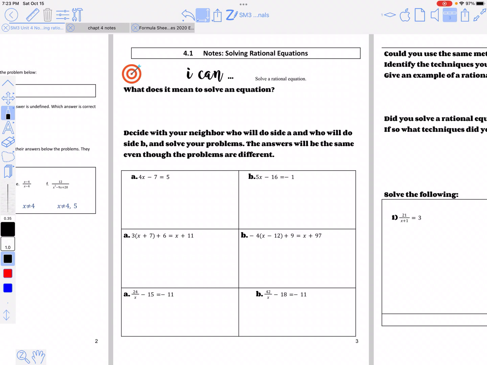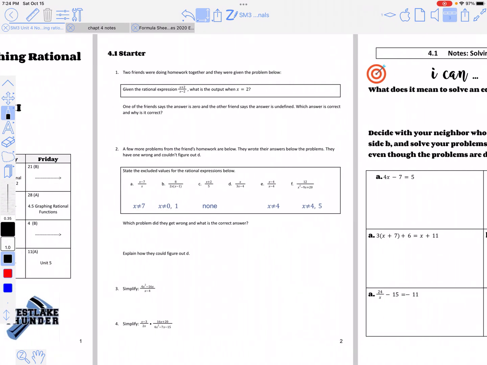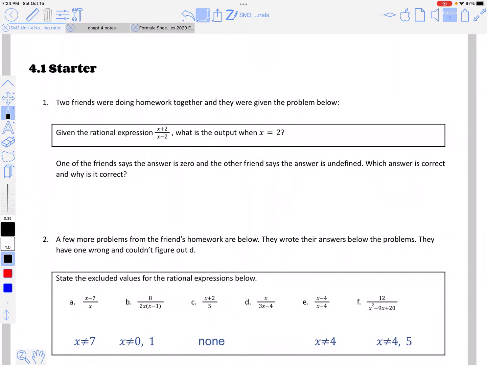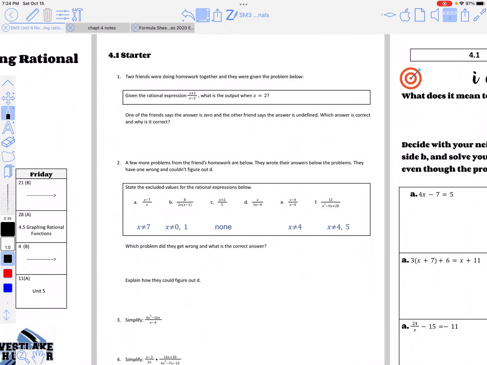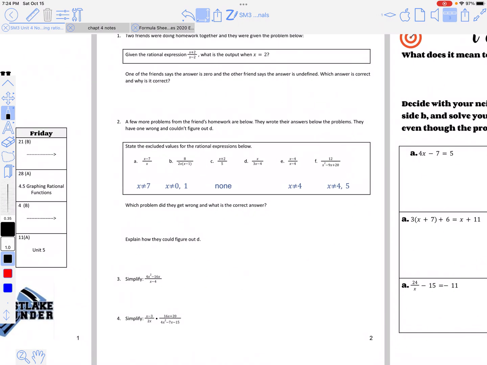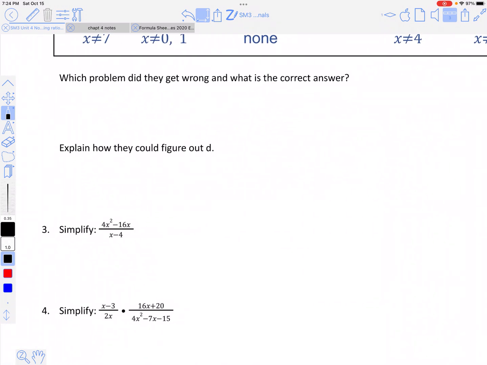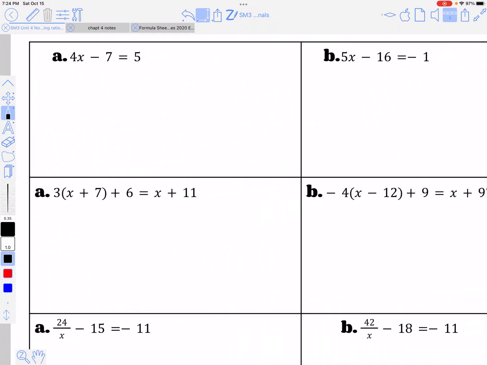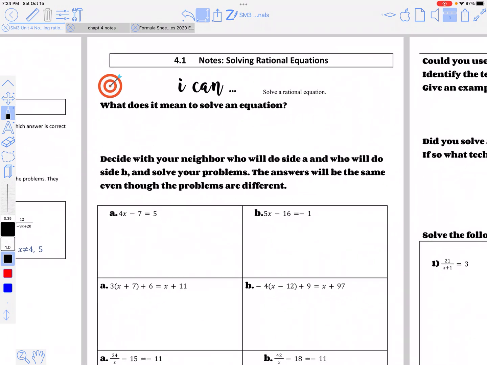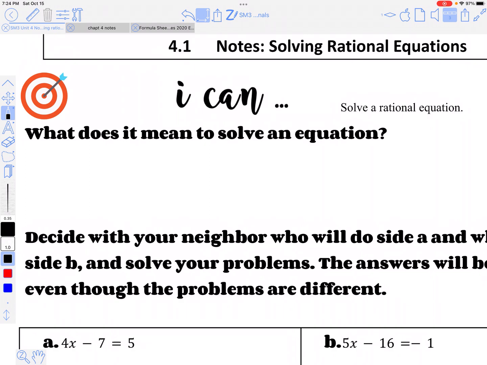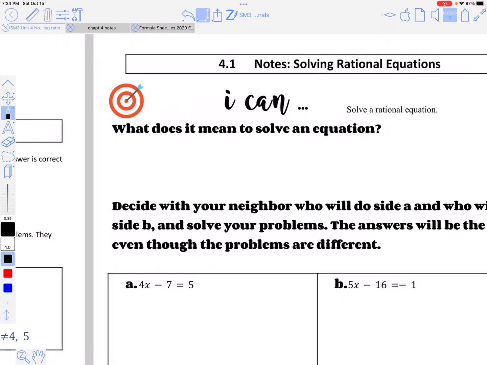This is 4.1, solving rational equations. So, if you're absent, I suggest that you pause this video and go through the starter here. It's going to remind you of your excluded values and multiplying with rationals, and then also do this page right here. So we're going to start here, but then do it. All right, so pause, go back and do that other page.